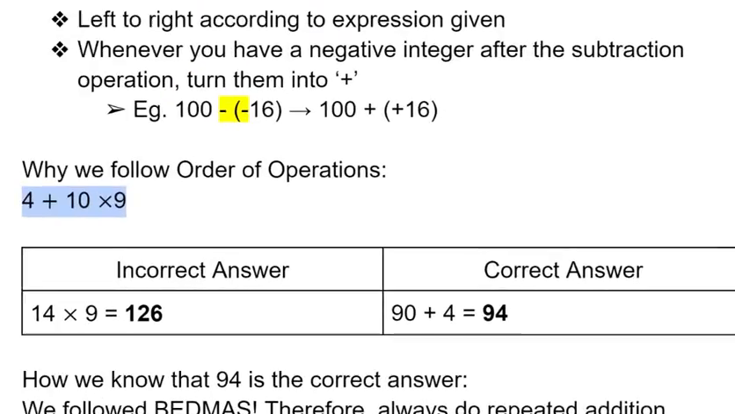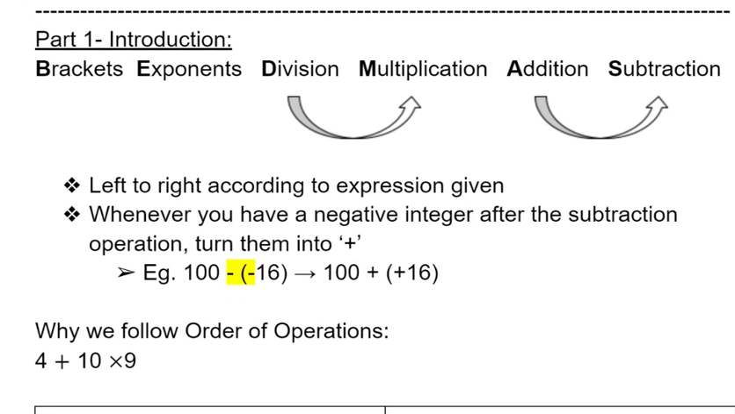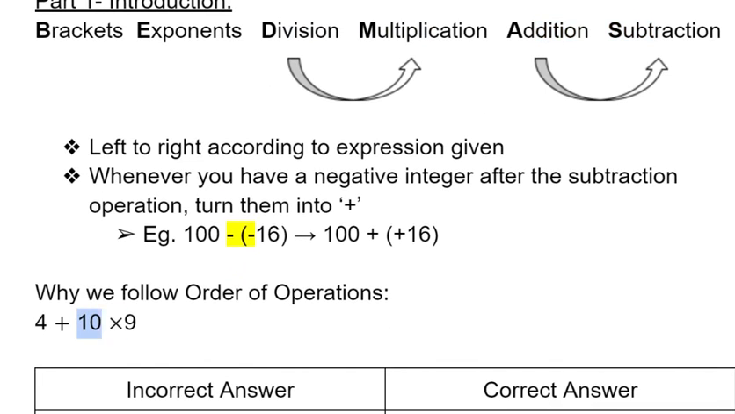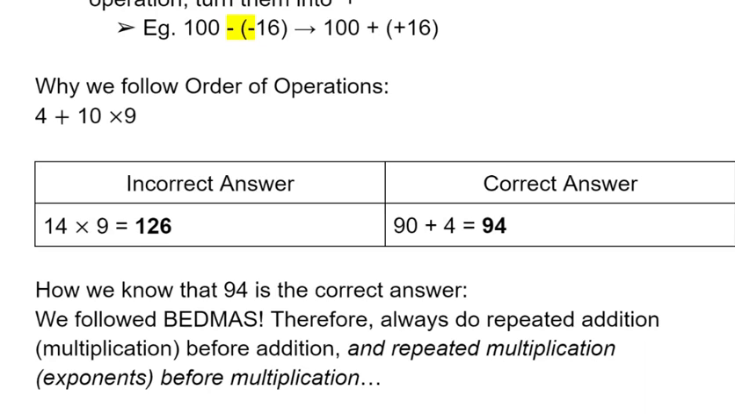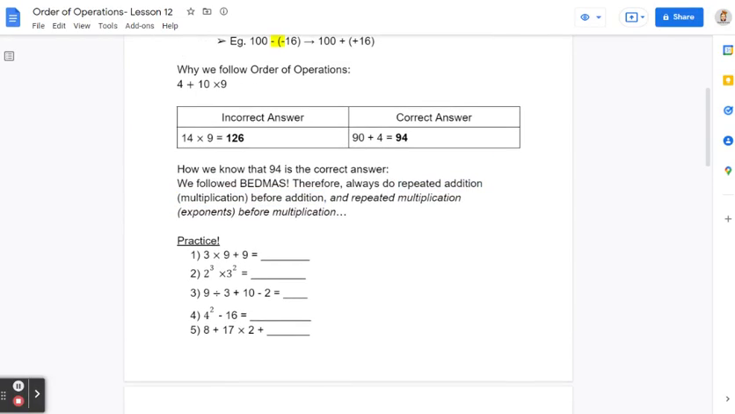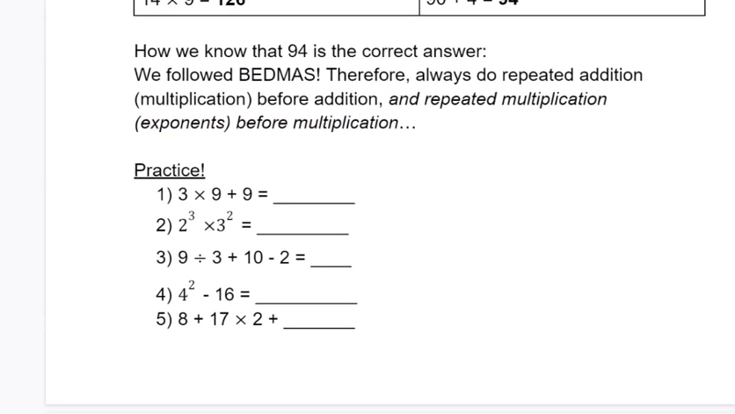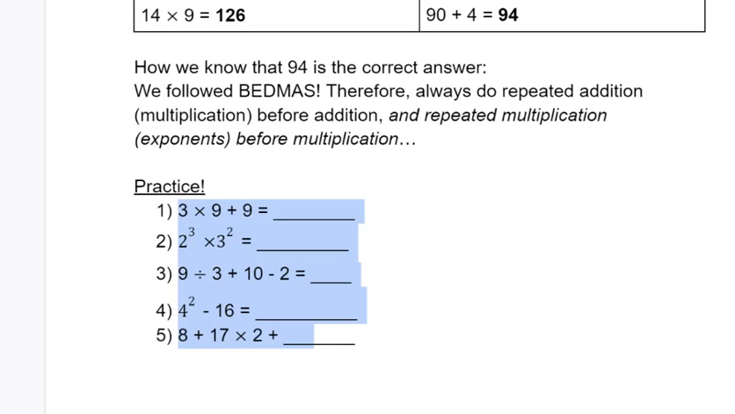And the reason is because we followed BEDMAS. Based on the acronym, we do division or multiplication before addition or subtraction. So you do 10 times 9, which is 90, and then you add 4, which is 94. So you always do repeated addition, which is multiplication, before addition, and repeated multiplication, which would be exponents, before multiplication, and so on. Here are some practice questions with that, and I'll put the answers to these in the description box. You can use the information from here to solve these expressions.